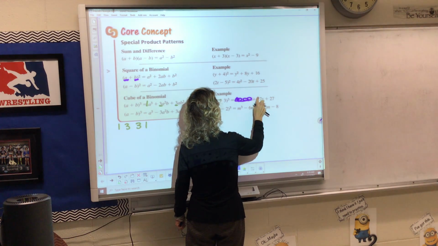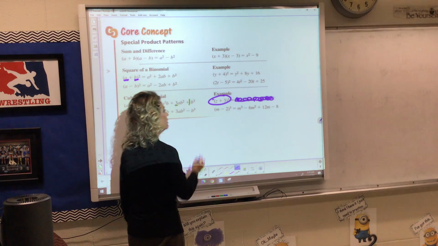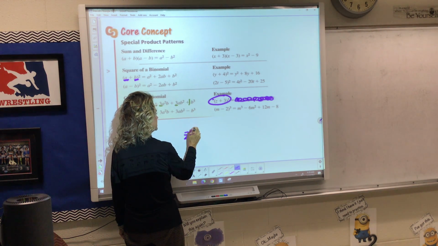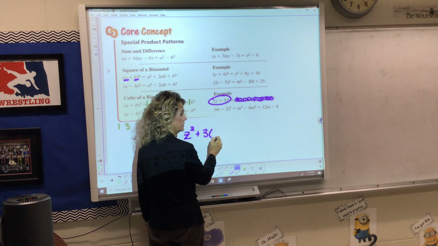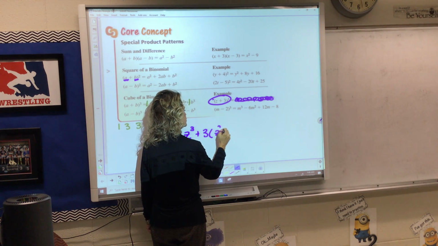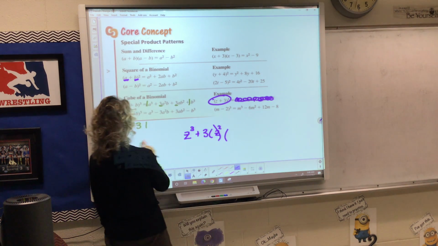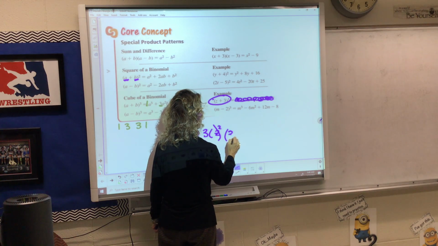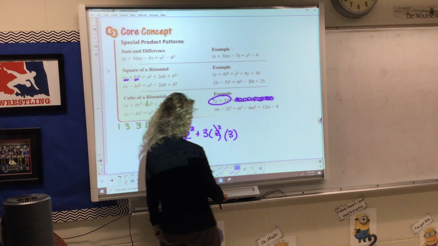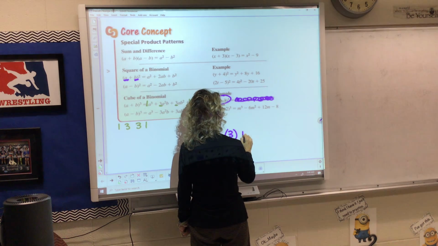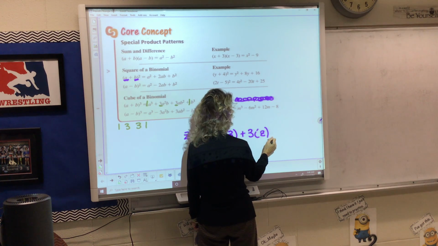Let's just close this out for a minute, and we're just going to use this, all right? My first one, 1, it'd be z cubed, yes? Plus 3 coefficient times my first term, squared, times my second term, which is 3 to the first power. Right or wrong? Right. Okay. 1, 3, 3. This is 3 to z, yes?